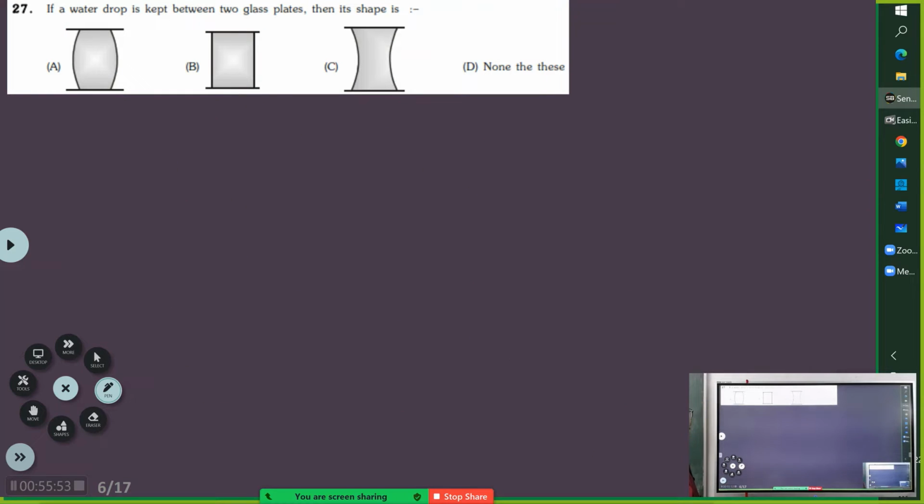Now go with this. If a water drop is kept between two glass plates, then its shape is going to be... Sir, you kept one number there. I don't know. If you get this question in exam and you don't know, what will you do? If the water drop is kept between two glass plates, you have to resolve that.